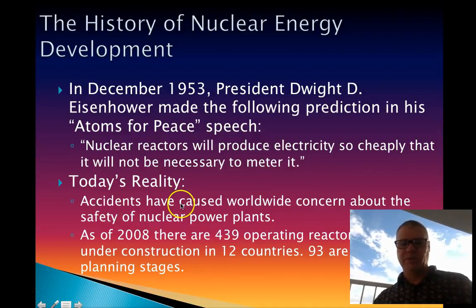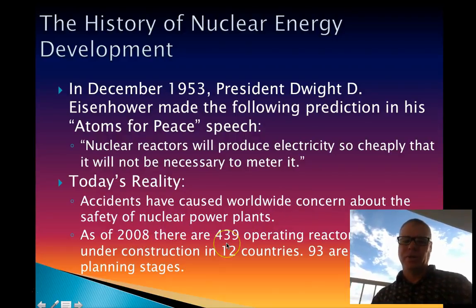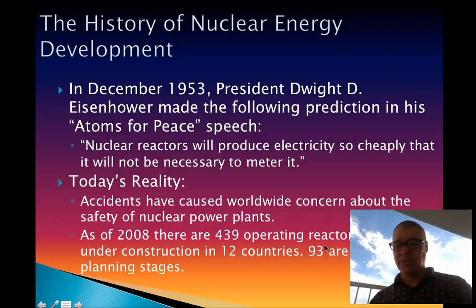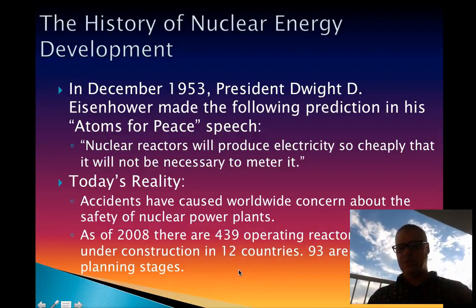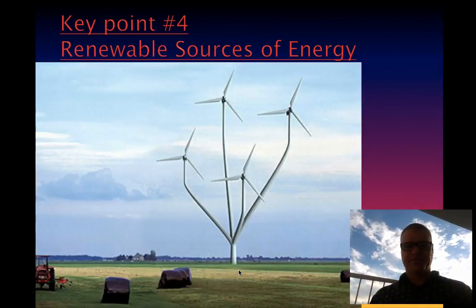But partially because there are accidents. They've caused worldwide concern about the safety of nuclear power plants. But as of a few years ago, there's about 439 operating reactors. This was before the Fukushima disaster. That is now dropped. There are some still in the planning stages in some parts of the world, but they're not as popular since the Fukushima disaster.